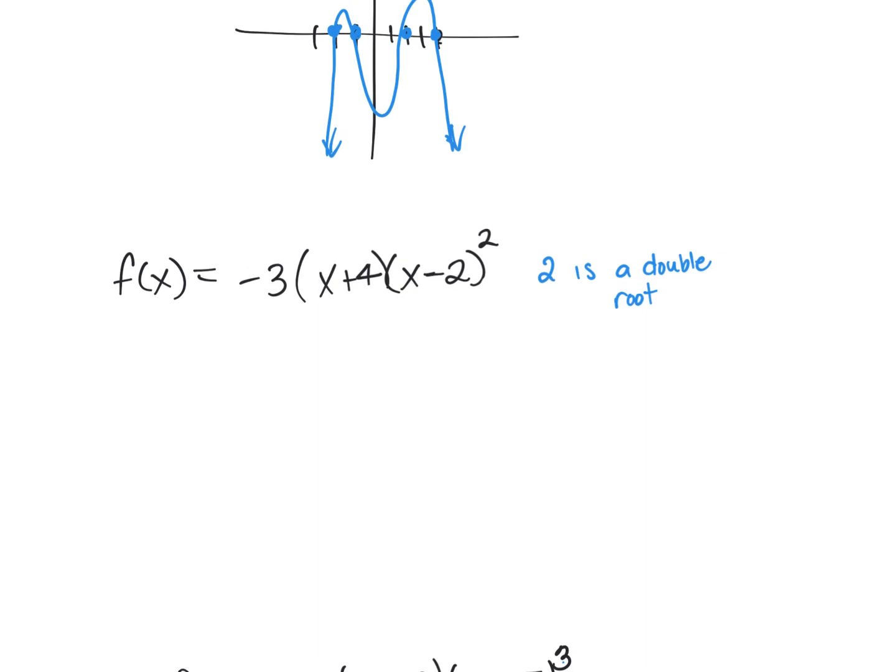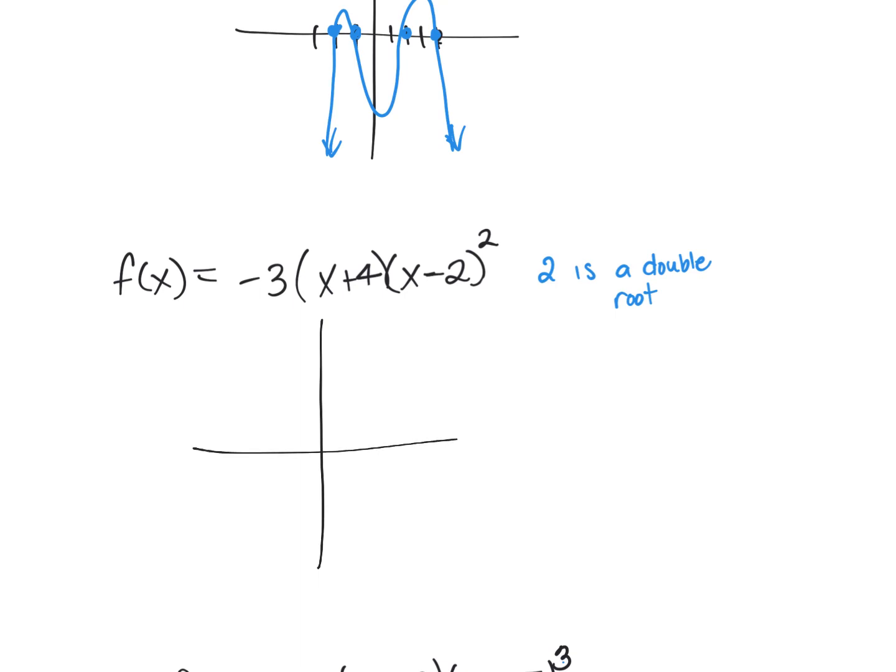Double roots do special things. It's like it wants to go through the point twice, but it really can't. So what it does is it creates its own little mini parabola within the graph, because x squared is a parabola. So let's look at this.